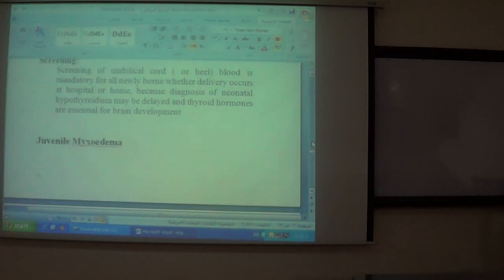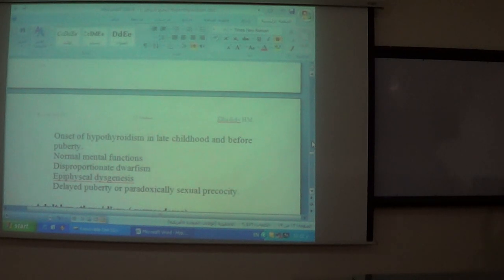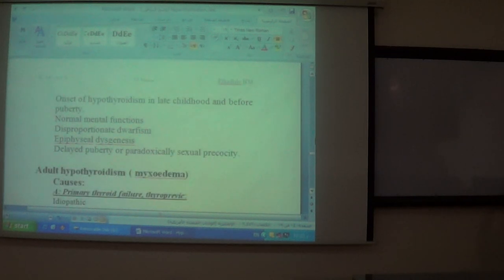Juvenile myxedema is onset of hypothyroidism in late childhood and before puberty. Normal mental functions, very important, compared with cretinism, which has mental retardation. Disproportionate dwarfism, because the epiphysis is not yet closed, epiphyseal dysgenesis, and delayed puberty or paradoxically precocious puberty. Patient may have delayed puberty, or paradoxically, with spillover of high TSH, gonadotropins may become high and lead to precocious puberty.